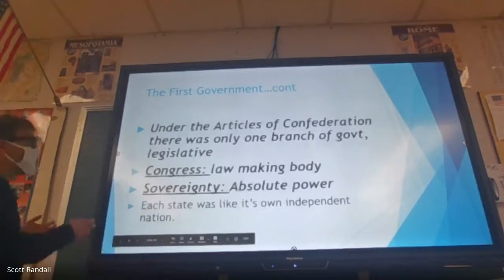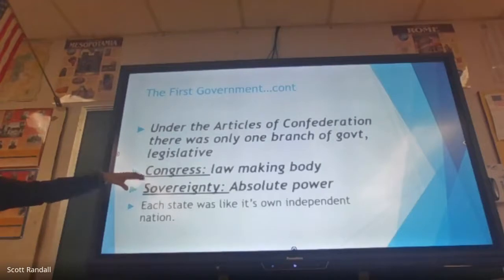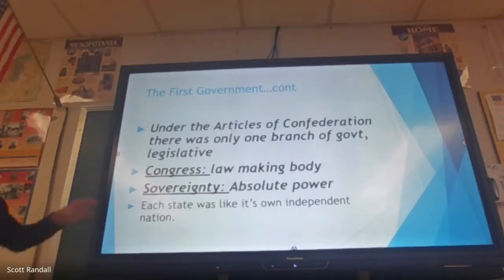So what ends up happening under the Articles of Confederation is there was only one branch of government, and that was the legislative branch. So we see the establishment of Congress. Now we don't get into where we have the House of Representatives and the Senate just yet. That comes a little bit later. But like I said, each state acts as its own independent entity, and so they have their own sovereignty, absolute power, which is great if you're a Virginian or a New Yorker or whatever. But it's not necessarily great if you want to create a united country, right? So this creates a little bit of problems. There are some issues with this structure that have to be addressed a little bit later.